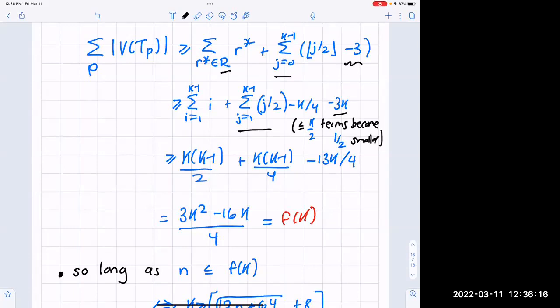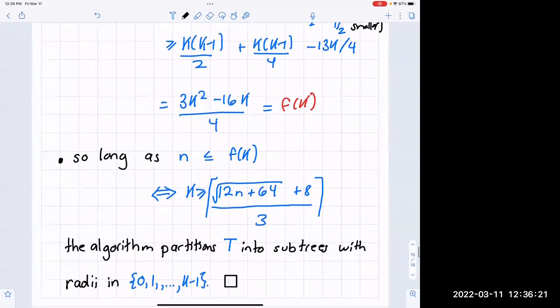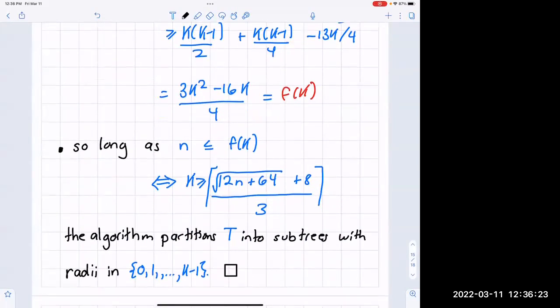All right, so that's the sum of all the orders. That's the lower bound for it, right? F of K. And as long as n is at most f of K, you can solve the quadratic to get K at least this root 12n plus 64 plus 8 over 3. So as long as you have this inequality on K, the algorithm terminates with this partition of T into subtrees with a given radii. So there you go. That's how you prove it.